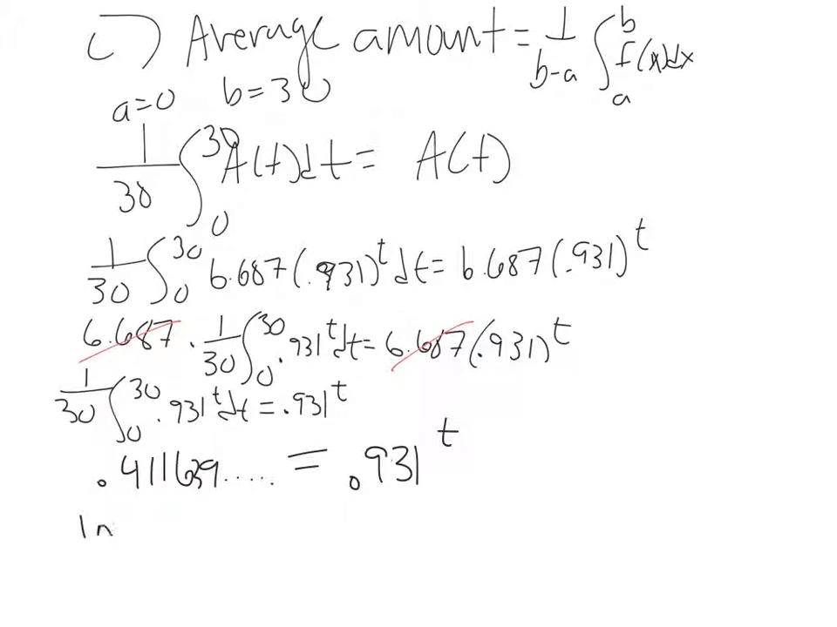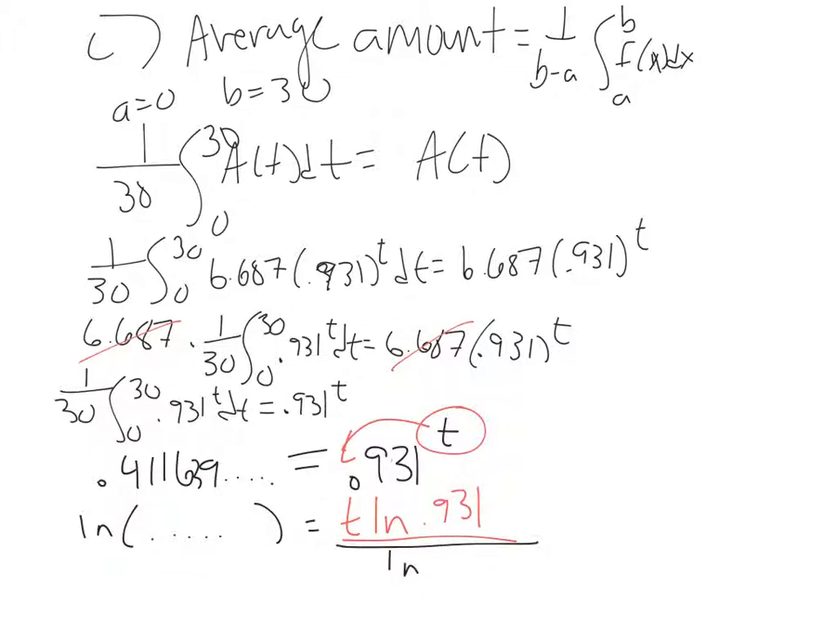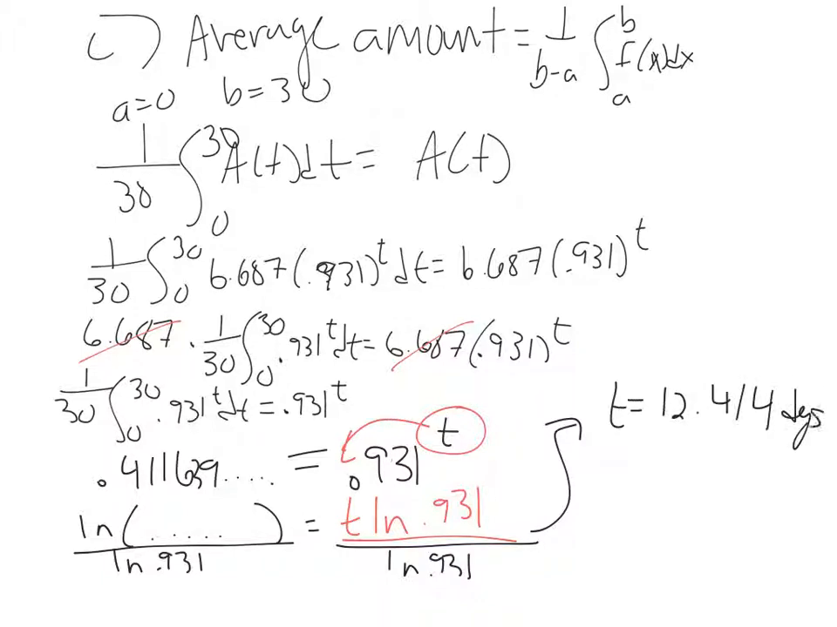What you end up doing is taking the log of both sides to get this t down, right? Because then it becomes, right? And then I divide both sides. Okay, so when I do that, t ends up being 12.414. And don't forget your units.